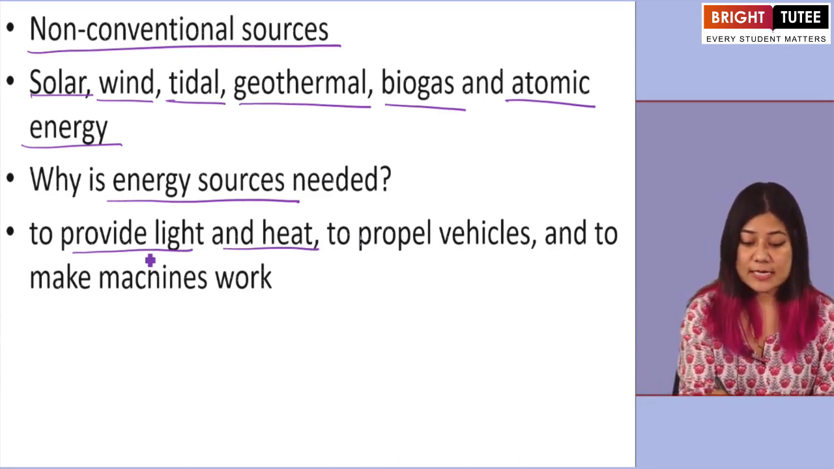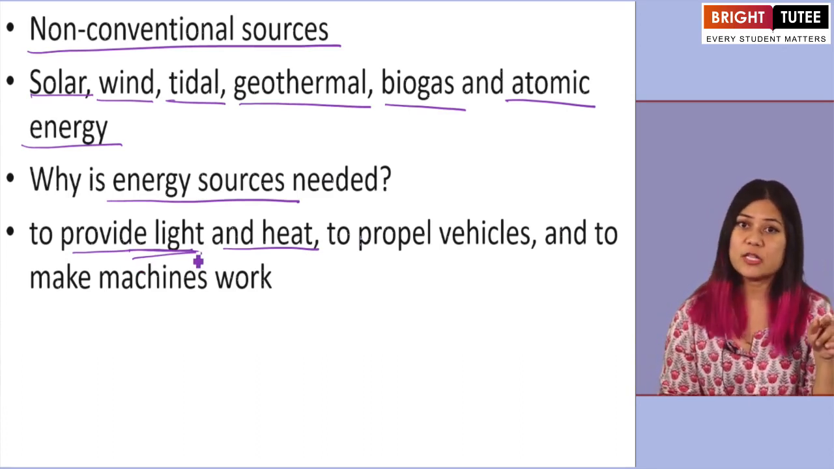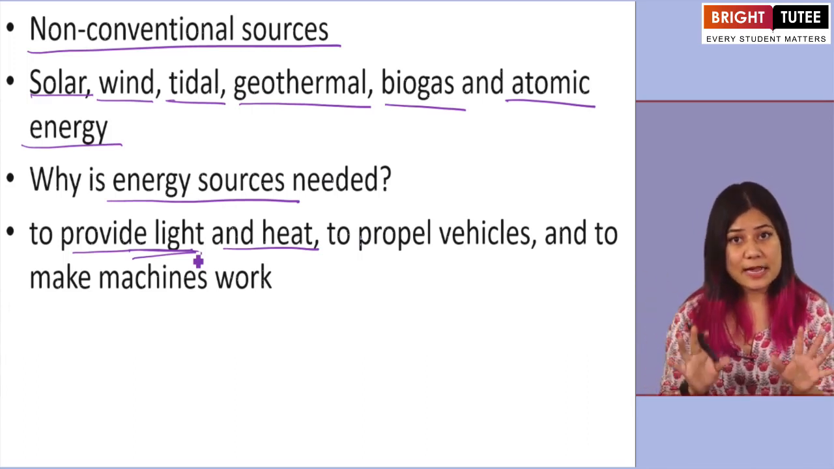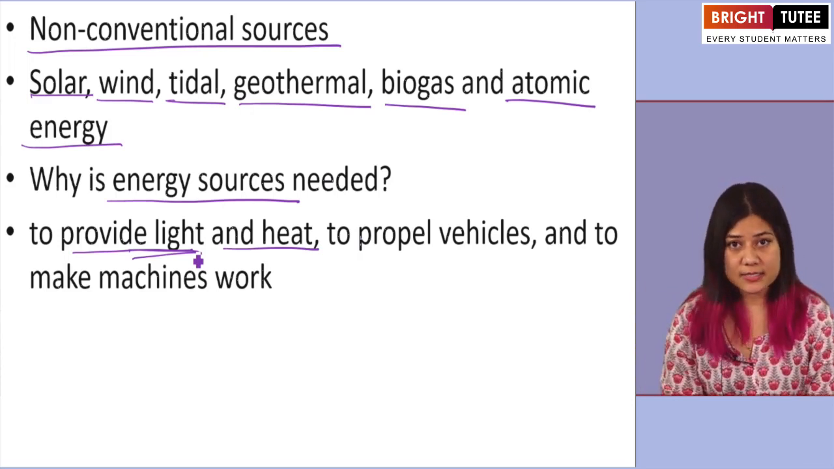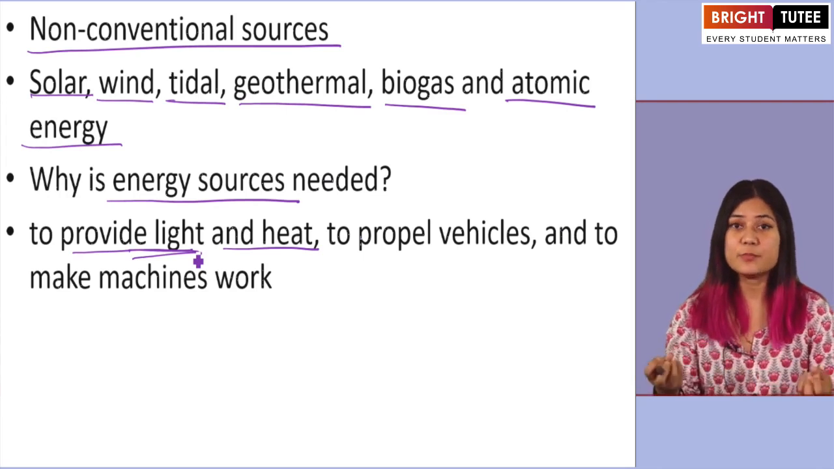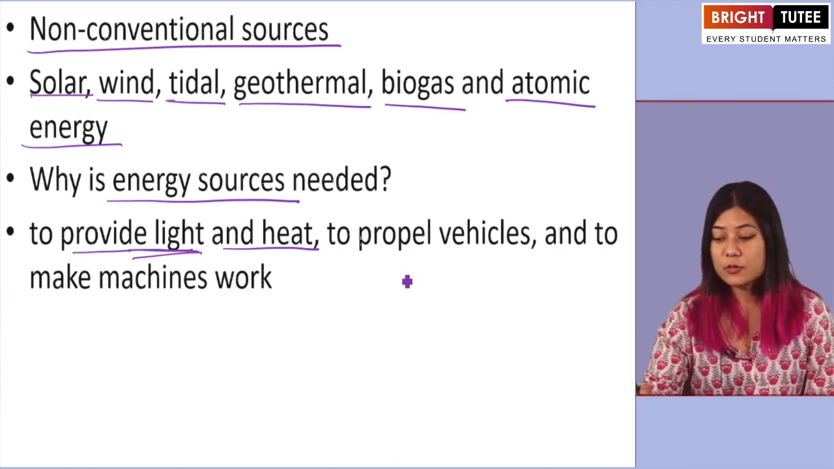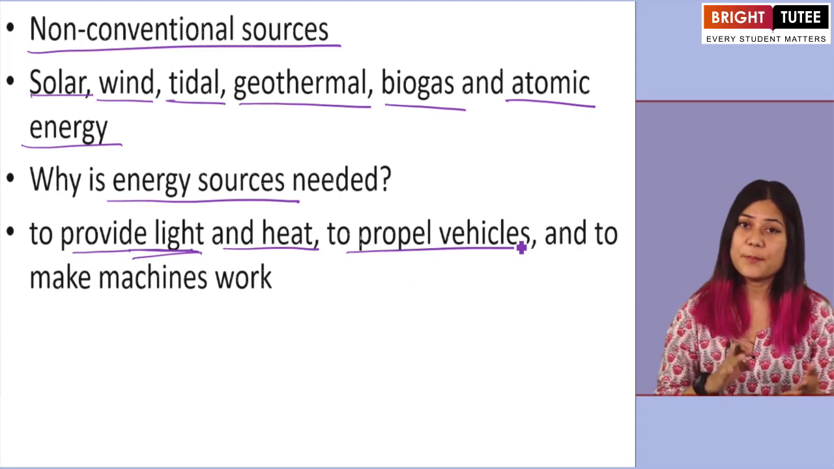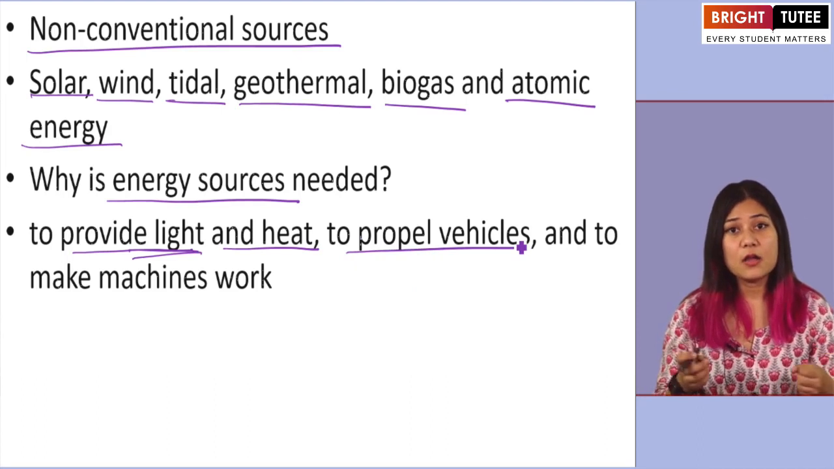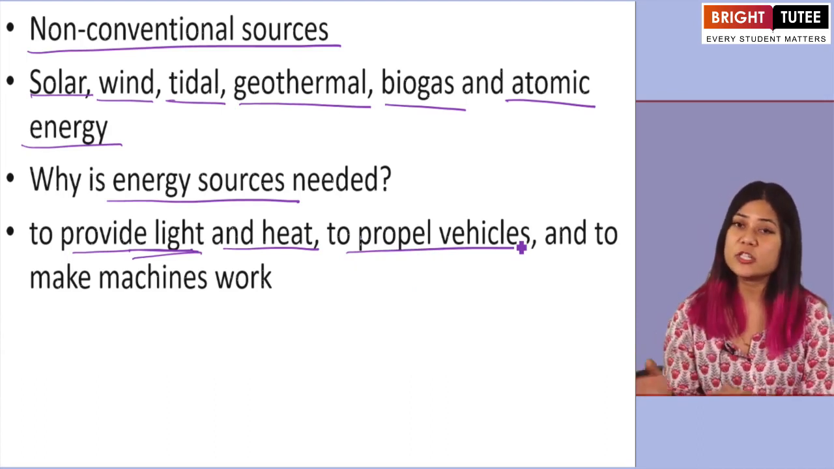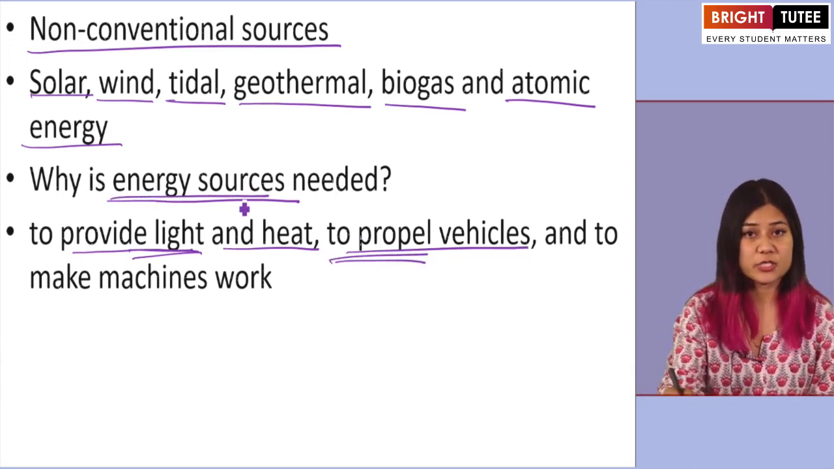Okay, we need light. We cannot live in the dark, right? So when there is darkness, we just switch on the light, and then the room does not have any darkness, right? So light and heat are provided by sources of energy. And energy sources also propel vehicles. The cars, the buses, the trains, the ships, aeroplanes, all those are transporting goods and people because they are being propelled by the energy sources.